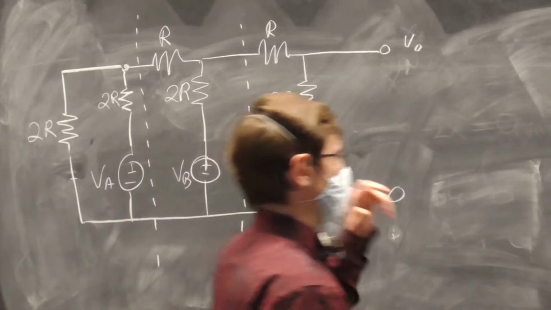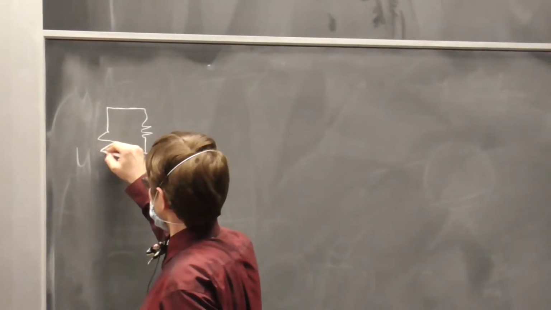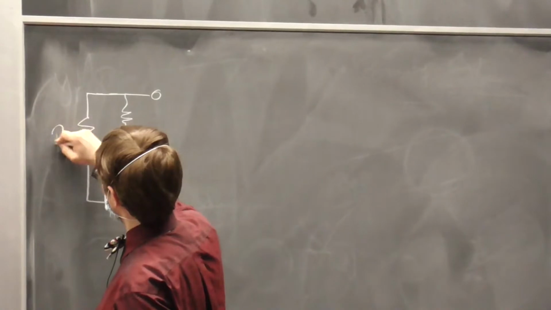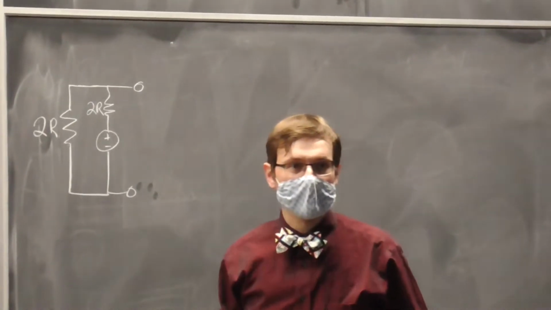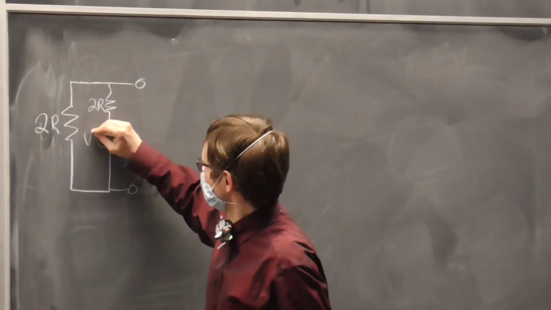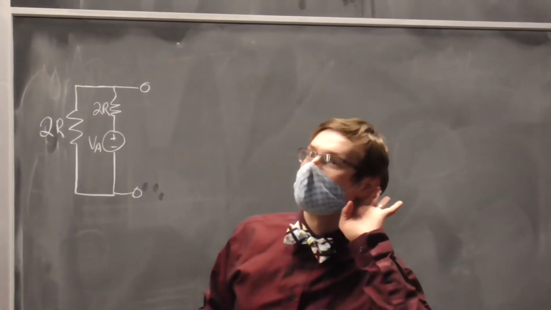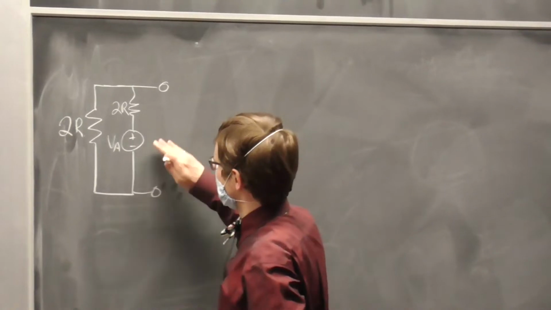So let's redraw that. So just that end bit. We've got voltage source, voltage source, there we go. That's not a voltage source, that's a resistor. 2R, 2R, right? So, first step, Thevenin analysis. Source go bye-bye. Voltage source go bye-bye.